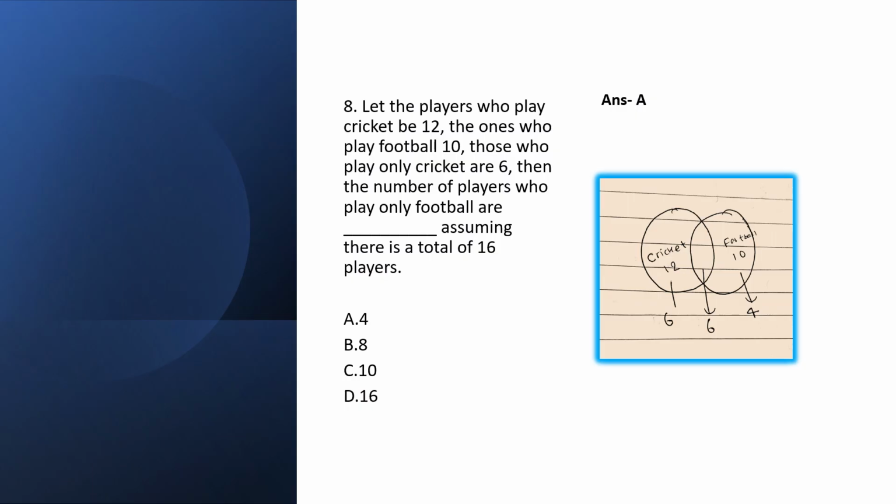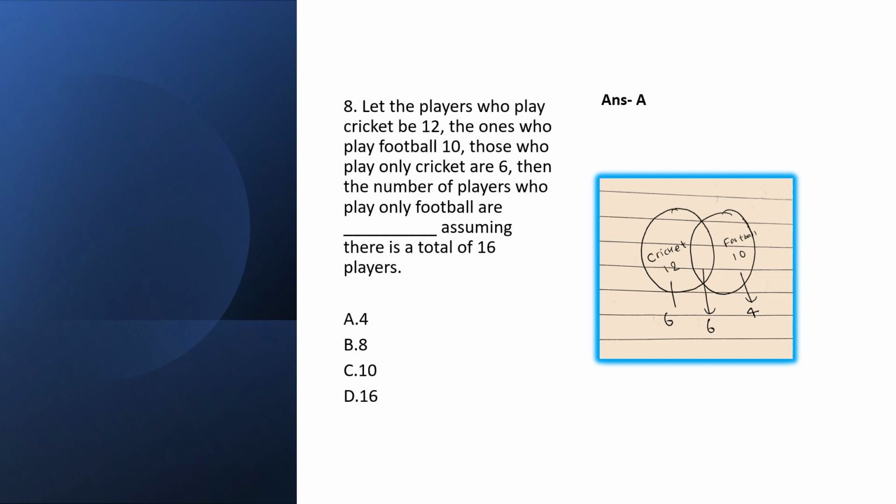So the next question is, let the players who play cricket be 12 and the ones who play football be 10, and those who play only cricket are 6. Then the number of players who play only football? So assuming there is a total of 16 players. So it is asking for the number of players who play only football. The total number of players is already given as 16, the ones who play cricket are 12, the ones who play football are 10, and only cricket players are 6.